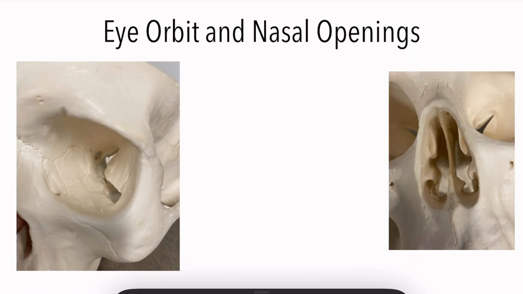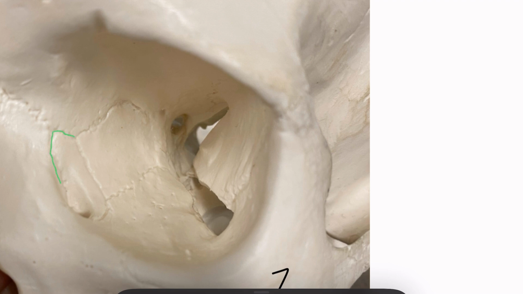Let's look at the eye orbit and the nasal passages. On the picture on the left, you are looking at a left eye. Here is the zygomatic bone. Here's the maxilla. Over here, you can see the nasal passages. I want to start with the lacrimal bone. I'm going to outline it. And you can see right here that there's an opening for tears to drain down from the lacrimal ducts to go into the nasal passageways.